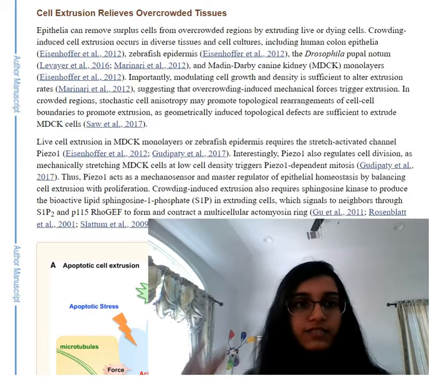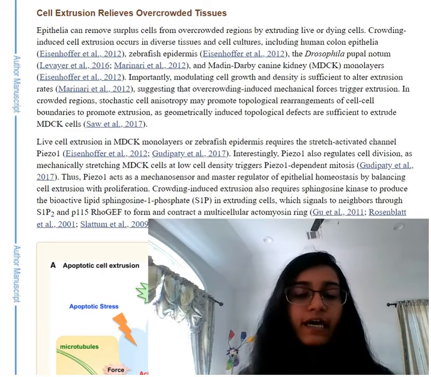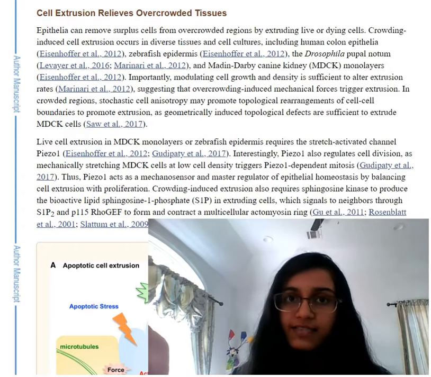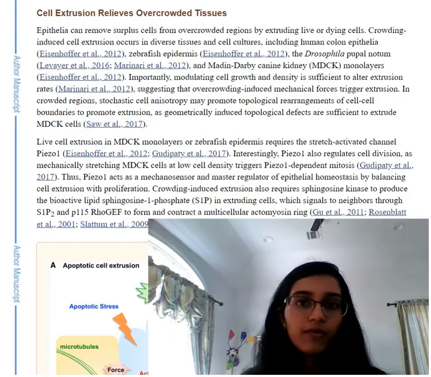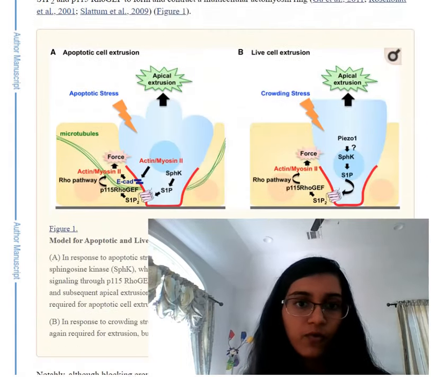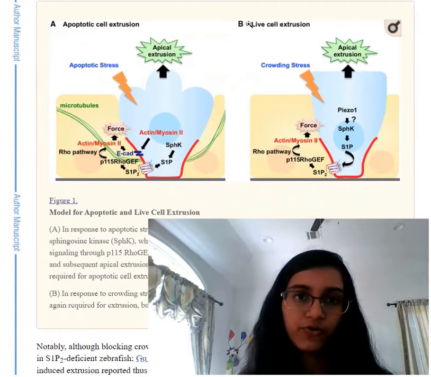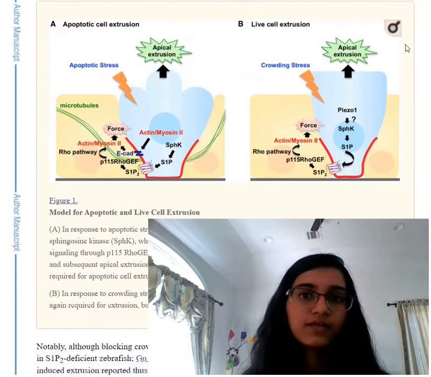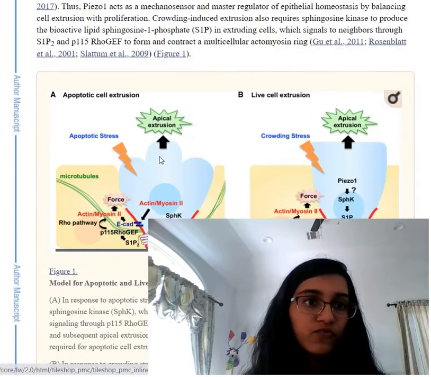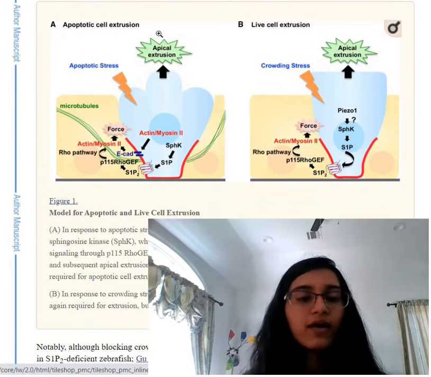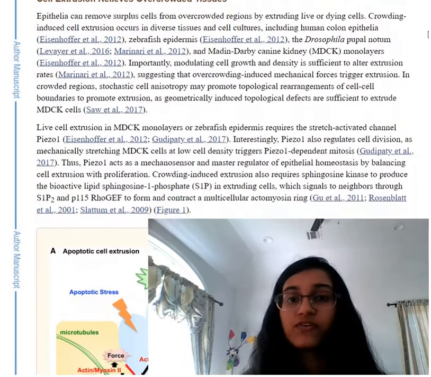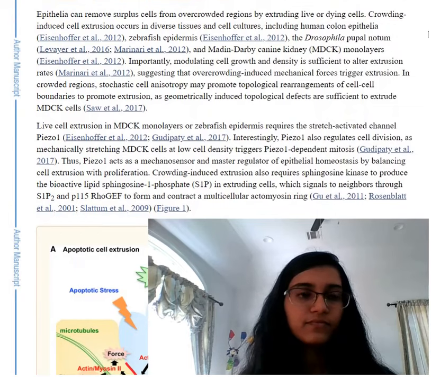So it starts off by saying that epithelia can remove surplus cells from overcrowded regions by extruding live or dying cells. So essentially, if it's extruding live cells, then you have live cell extrusion, which was shown in diagram B here, due to crowding stress. Whereas if you have dying cells, we can refer to diagram A, and you have apoptotic cell extrusion. So they're basically two different mechanisms by which this happens.